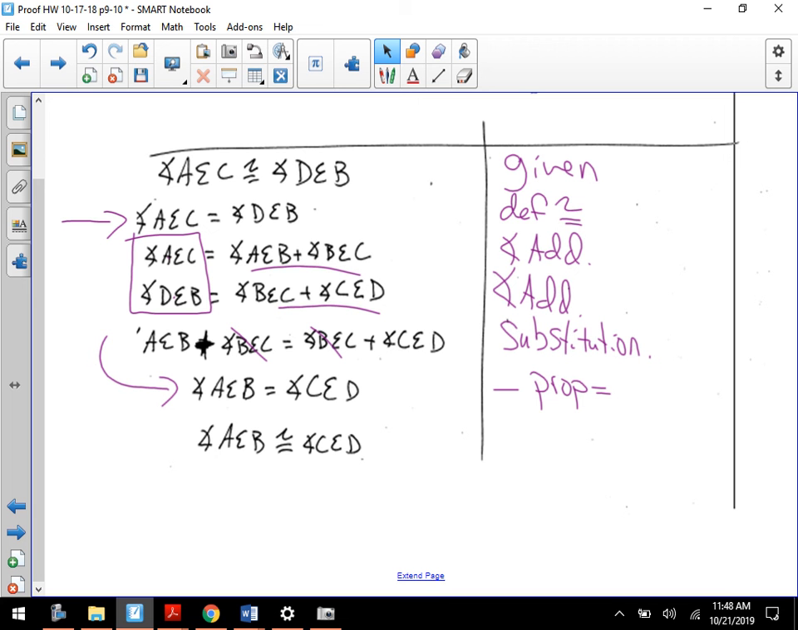Okay? Then lastly, definition of congruent. Yep, it's switched. If it just switches, it's just definition of congruent.